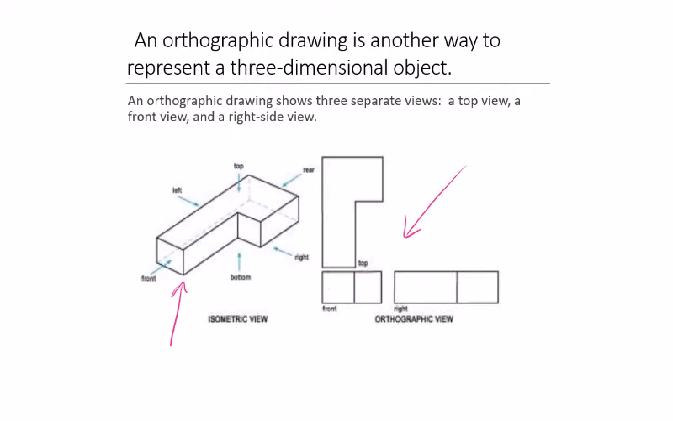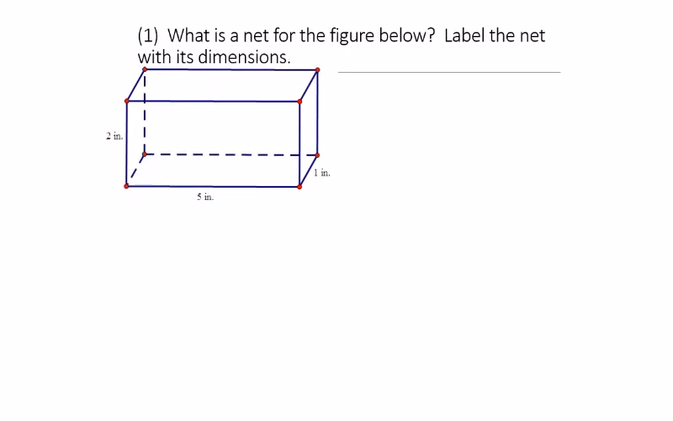All right. So mainly what we're doing in this lesson is just identifying and practicing drawing some of these things, but mainly identifying which is which, and getting to know different ways to draw these shapes. So here we have a three-dimensional figure that they give us. It's a rectangular prism. We'll learn some of that stuff later on. But it says label the net with its dimensions. So there's a few different ways we can draw this. Let me show you a couple.